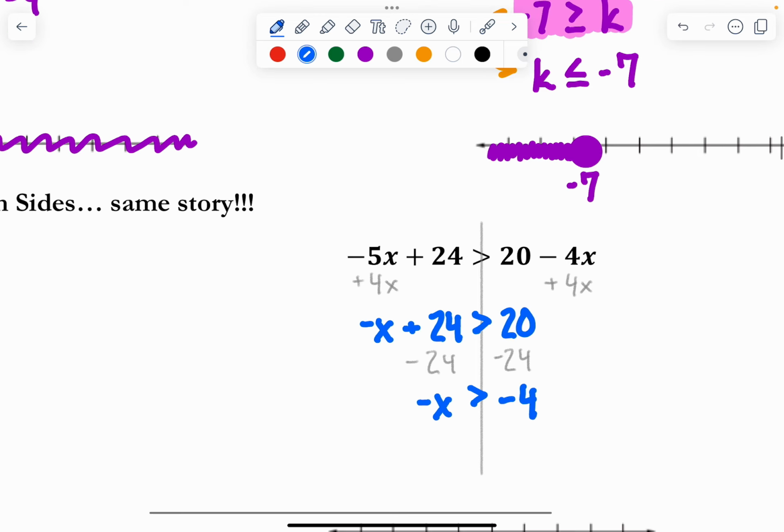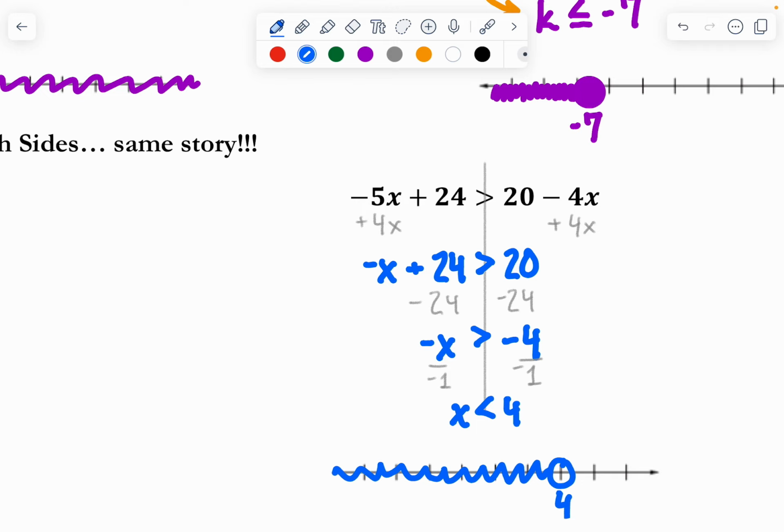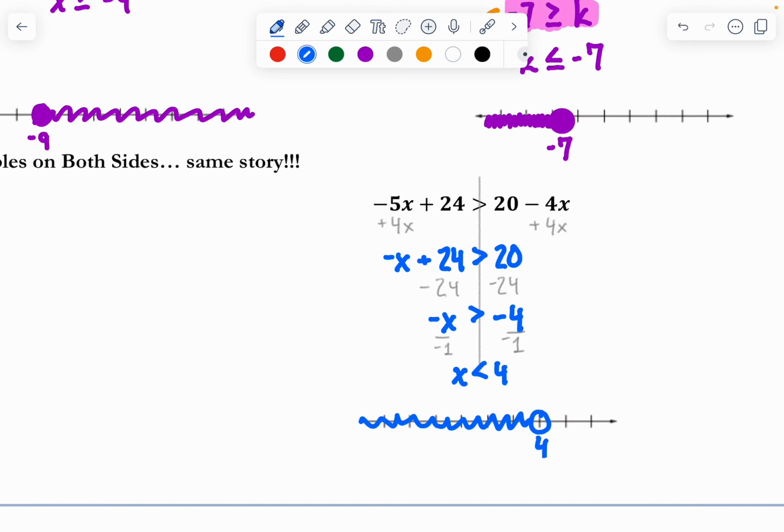Okay, now I'm not done here. This is actually a little subtle step. I'm going to divide by negative 1, which means I have to flip that inequality. So it's x is less than 4. We leave it open. Okay, so the idea here is we want the variable on the left if we can control that. That may require us to rewrite the problem.